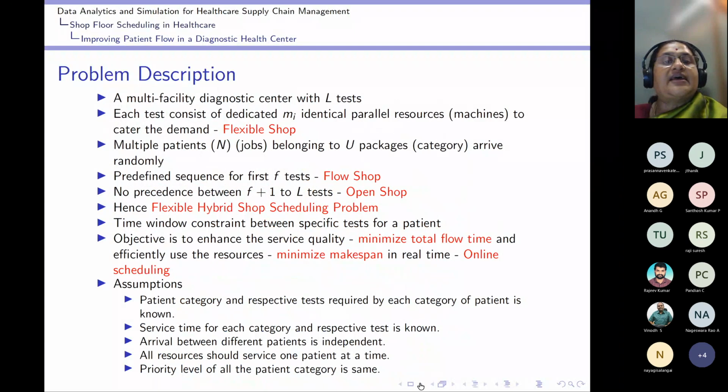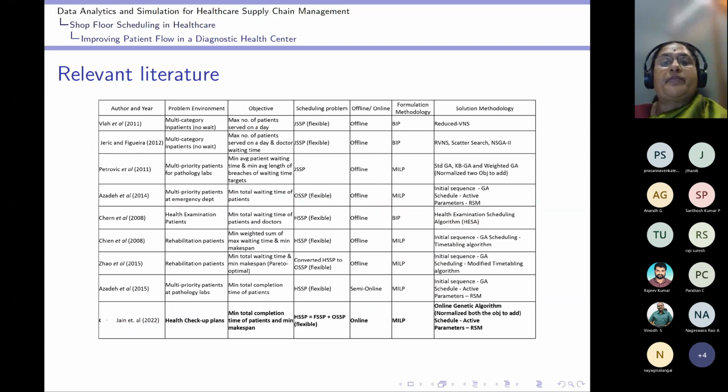So what are the main assumptions I have here? The patient categories and the tests required by each category are known. Service time is known. Arrivals are independent. All resources serve one patient at a time. The priority level of all patient categories is the same; I don't have any priorities. So pretty much everything is deterministic in this model, and since everything is deterministic, I model it as an MILP problem.